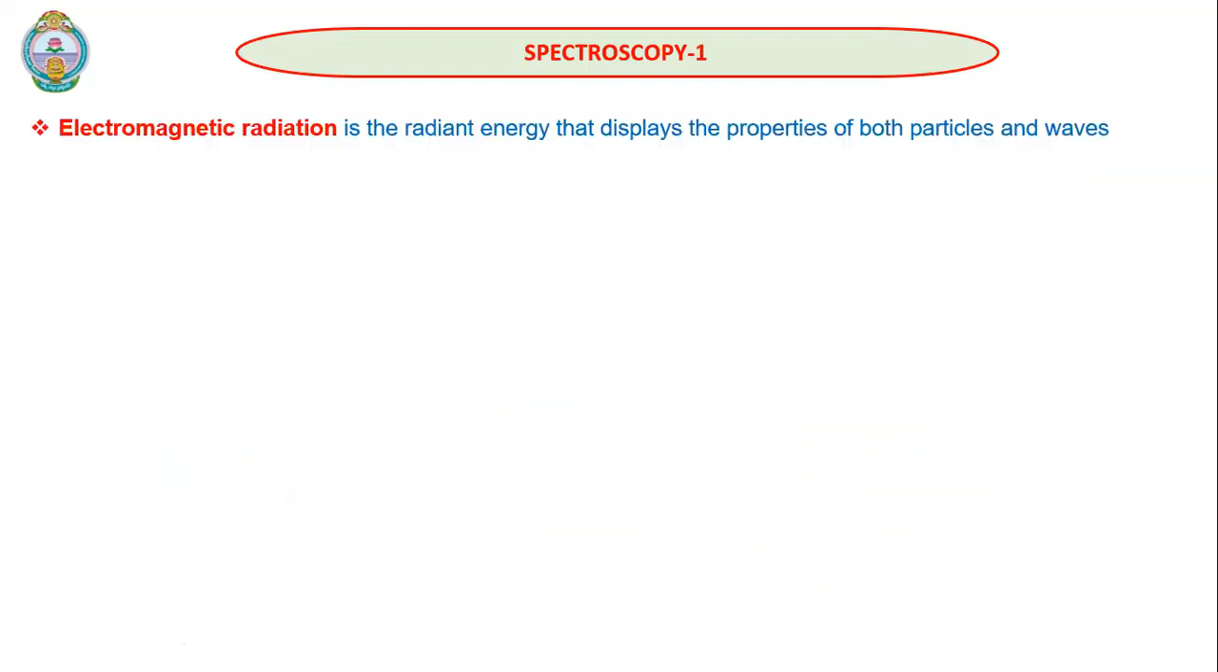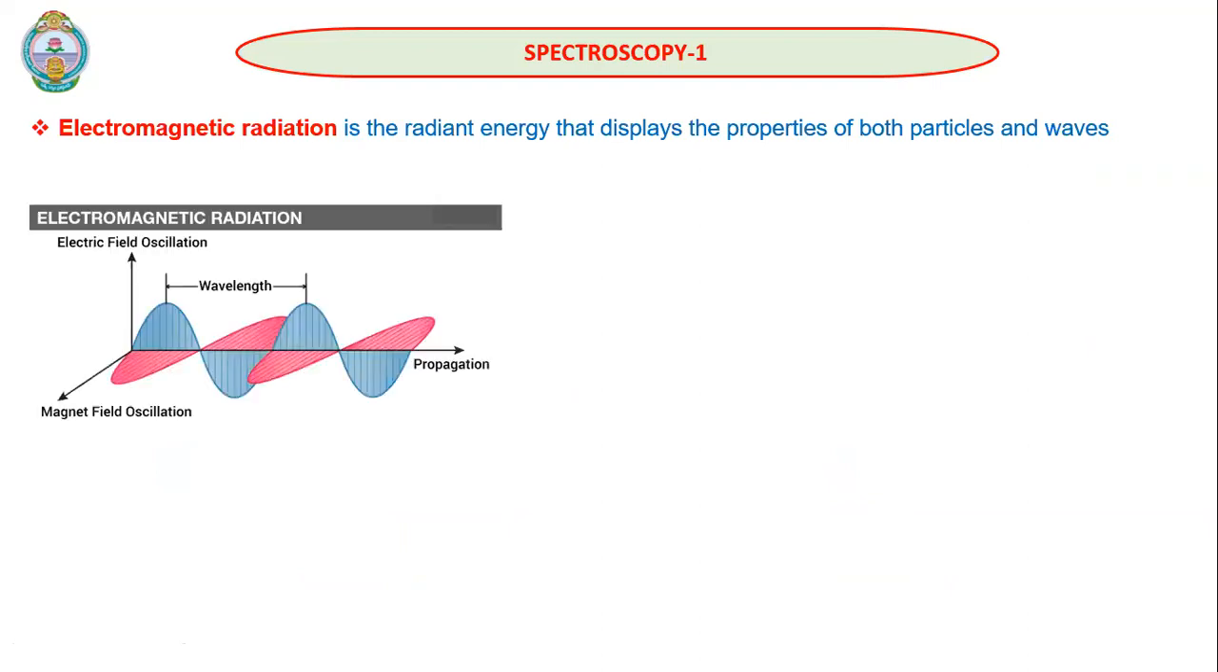Now we will see electromagnetic radiation, because in all the spectroscopic techniques we use light as the source. We pass light onto the sample. So what is light? Light which is emitted from the sun is called electromagnetic radiation. It is the radiant energy that displays both the properties of waves and particles.